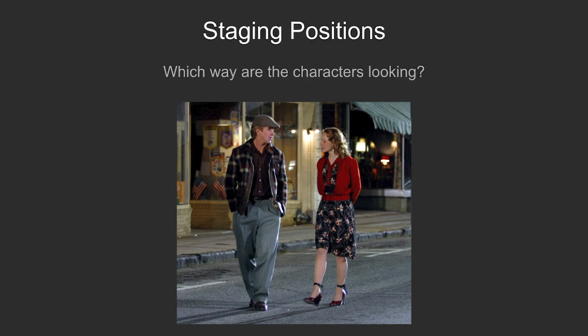The staging position is basically the character's position in relation to the camera. The different positions include full front, quarter turn, profile, three-quarter turn, and back to camera. The staging position demonstrated between Allie and Noah is the profile, meaning that the characters are looking at each other deep in thought.